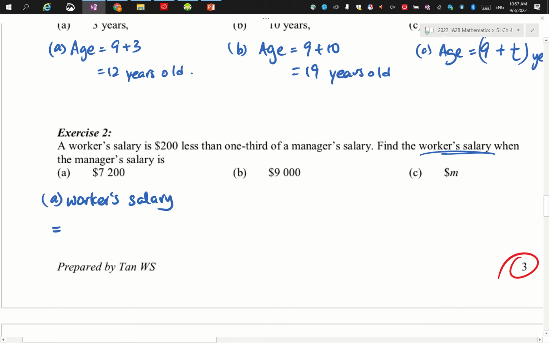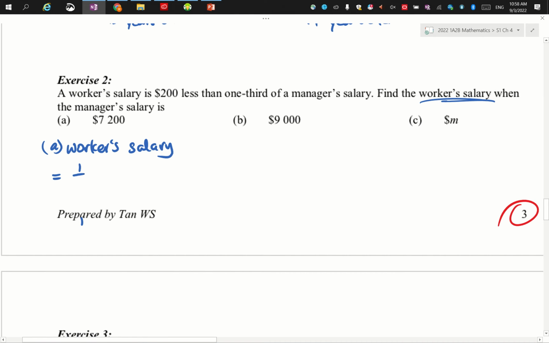Check that you have written this down. I know you have done your work, but did you label your working so that I understand what you're doing? I definitely will not accept 7,200 divided by 3 equals to whatever, then whatever minus 200 equal answer. No, cannot. I want you to tell me what you're finding first. So the worker's salary is $200 less than 1/3 of the manager's salary. Manager earning $7,200. So here I have my 1/3 of the 7,200.